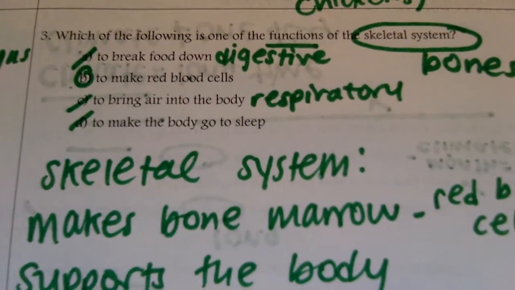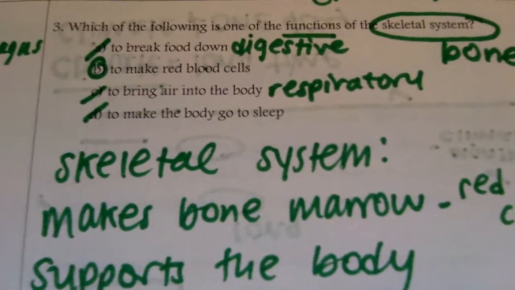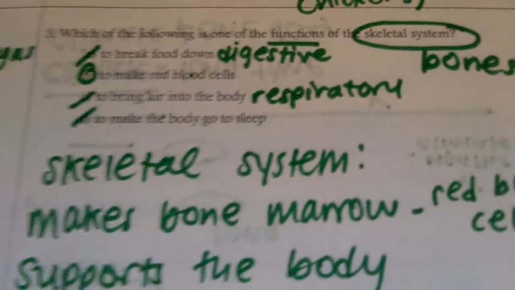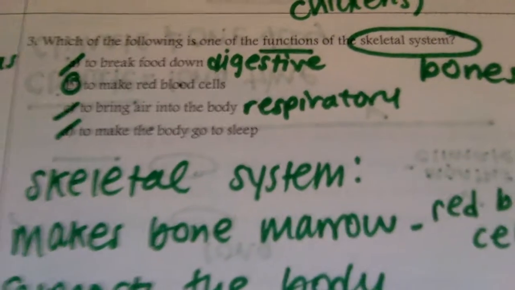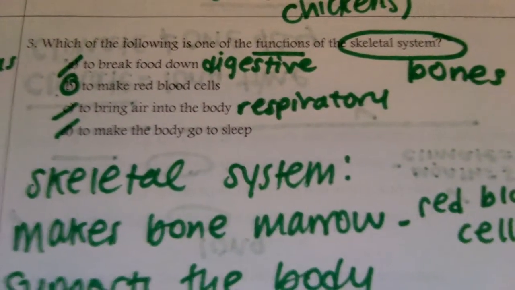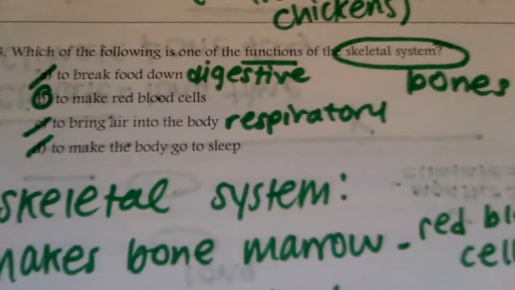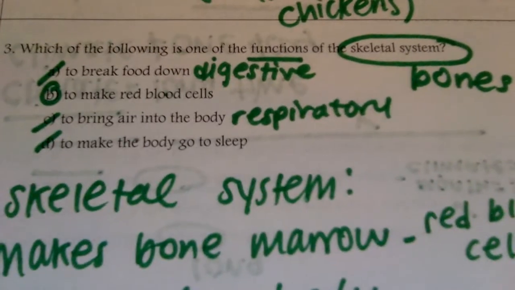Answer choice A says to break down food. We know that that's the digestive system. That's what helps us eat. Answer choice B says to make red blood cells. We just talked about that. That is one of the functions of our skeletal system. Inside of our bones, there's bone marrow, and that's where our red blood cells are made.